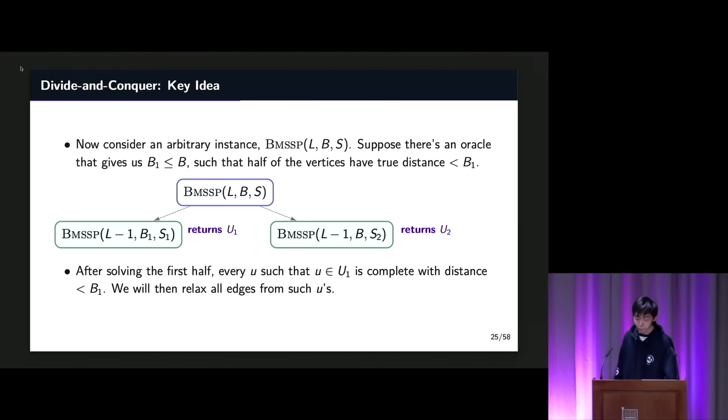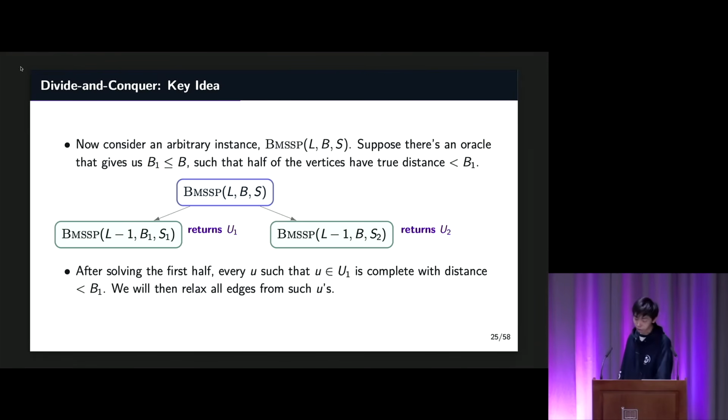Okay, so how might we want to split one problem into recursive subproblems, since we're doing some sort of divide and conquer here? Let's consider an arbitrary instance, BMSSP with parameters L, B, and S. Suppose there is an oracle that gives us some B1, such that half of the vertices have a true distance smaller than B1. So that's convenient, right? Because it divides our problem into two halves. We first only have to solve the vertices with distance smaller than B1, as you can see, the left child, and then we can solve vertices with distance between B1 and B, as you can see in the right child.